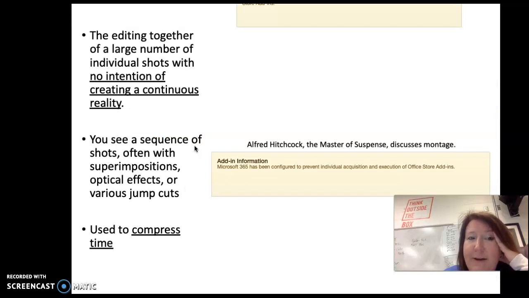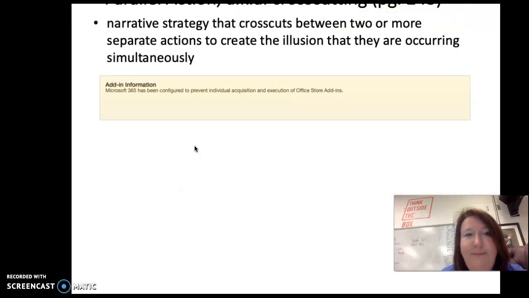Montage. You may see this in something that's trying to express the shrinkage of time. It's a lot of shots, often with jump cuts, so it makes you feel like, one, you've been up all night, or two, you've driven through a long journey. It compresses time. That's what a montage is.